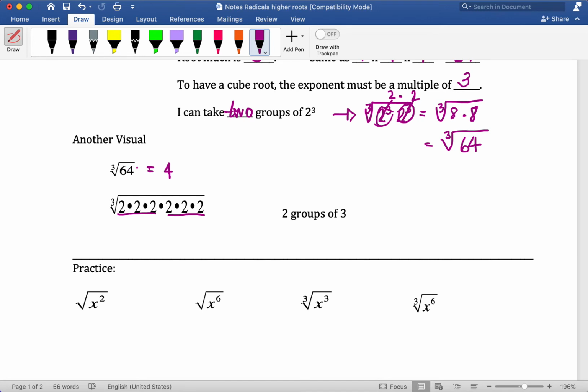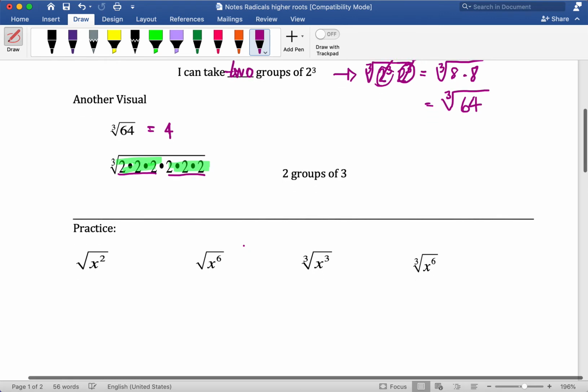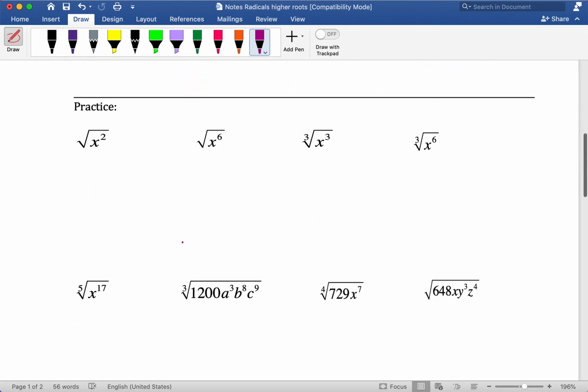Again, I could break this down to its prime factors, right? 2 is a prime number. 2 times 2 times 2 times 2 times 2 times 2. I showed you how you could do that on the calculator. And I've got 2 groups of 3, right? So this one group of 3, this one right here, would come out as a 2. And then this second group would come out as a 2. And again, 2 times 2 is 4. All right, let's practice with some of these.